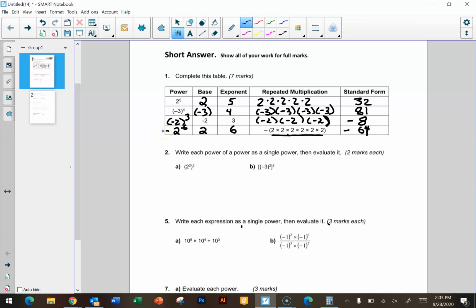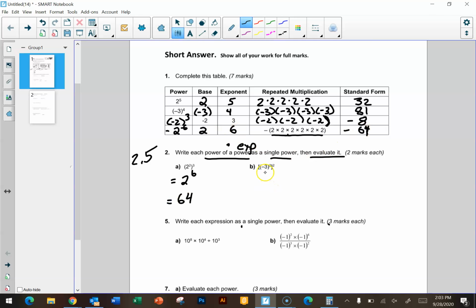Write each power of a power as a single power, then evaluate it. So we got to do this in 2 steps here. Write it as a single power. Okay, so we're going to write it as a single power by using the base, which is 2. And a power of a power means we multiply exponents. So 2 times 3 is 6. So there it's written as a power of a power. There it's written as a single power. And then we'll evaluate it. Well, 2 to the power of 6 is 64. The reason I know that, we just did it up here, 2 to the power of 6.